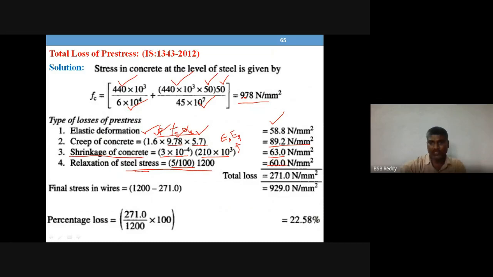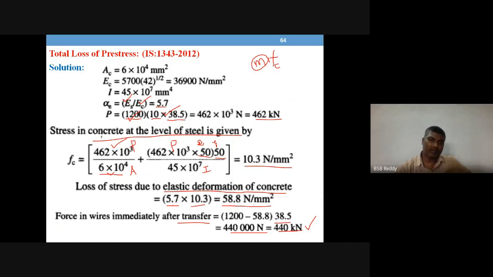So all these put together, total loss is 271. So total 1200 we have induced, out of which 271 is lost. So what you have remaining is 928. The percentage loss is the loss value divided by the initial, into 100. So total 22.58% is the loss of pre-stress. So this is how we calculate all the types of losses put together.